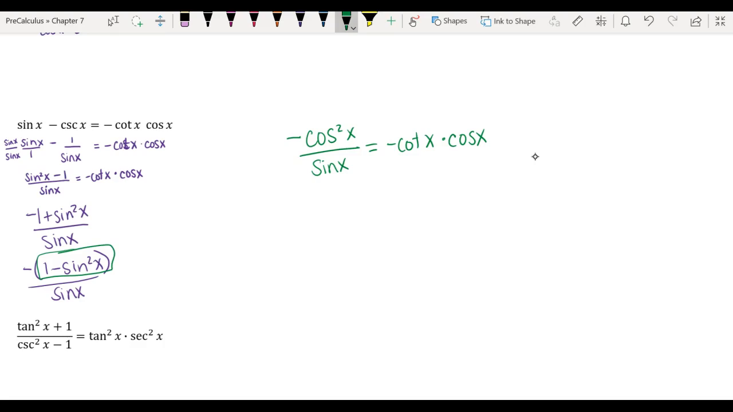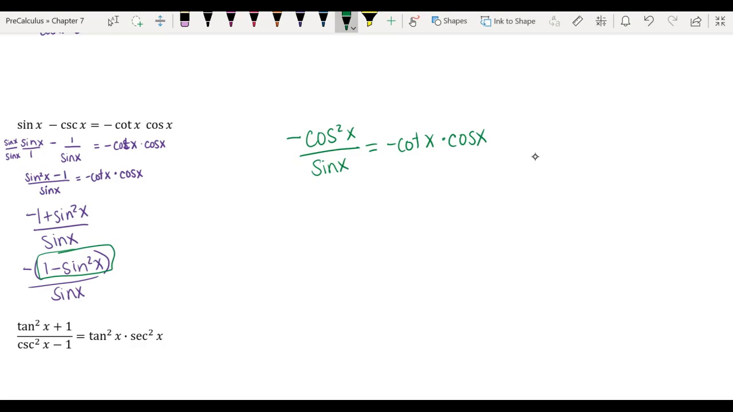And this is where most kids get stuck. Does anyone see what we can do to the top to get it into that form that's on the right? Well, cotangent equals sine of x. Yep. We have cotangent times cosine. Yep. Negative cotangent over sine of x times cosine.